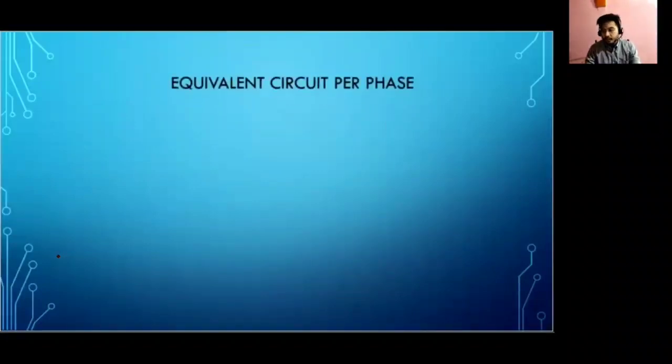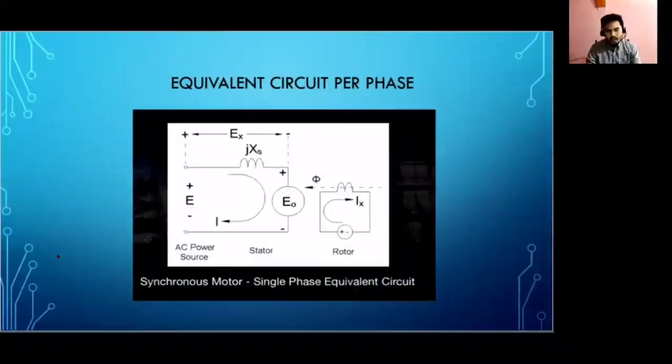Now the equivalent circuit per phase. In solving a synchronous motor, we analyze it per phase. Now we are going to pick a single phase equivalent circuit. If you'll notice, it looks almost the same as the synchronous generator diagram, except it is backward. Synchronous motors and synchronous generators are more or less the same thing. They just operate in reverse. So that is the basic.